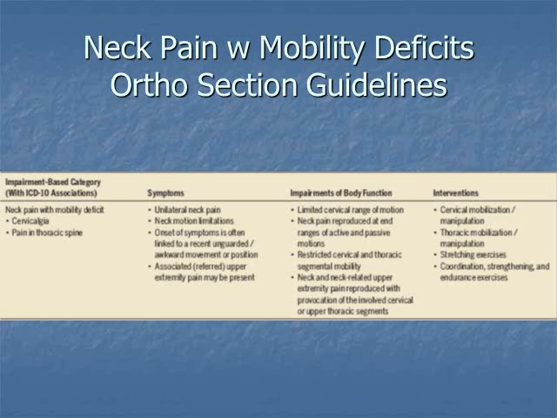Here is the 2008 version, again where we have what symptoms might be unilateral neck pain. They present with limited motion. Symptom onset is often linked to a recent awkward or unguarded movement. This is that person who turned their head funny and all of a sudden their neck is locked up. And notice here a difference is that associated or referred upper extremity pain may actually be present.